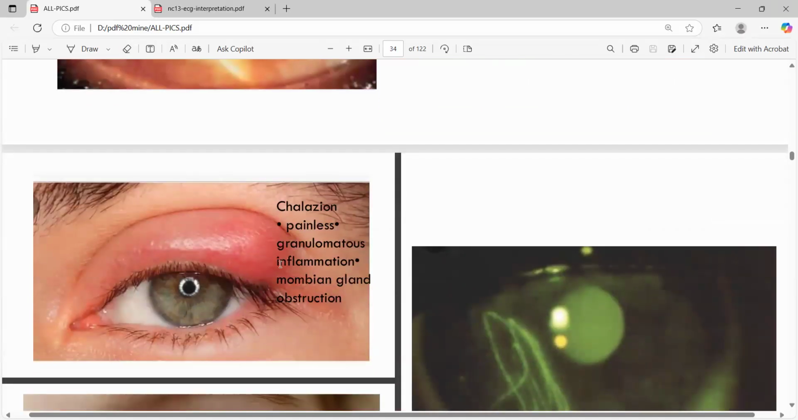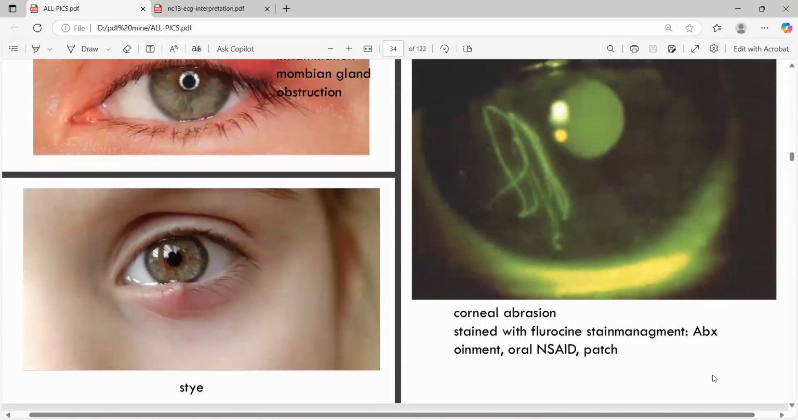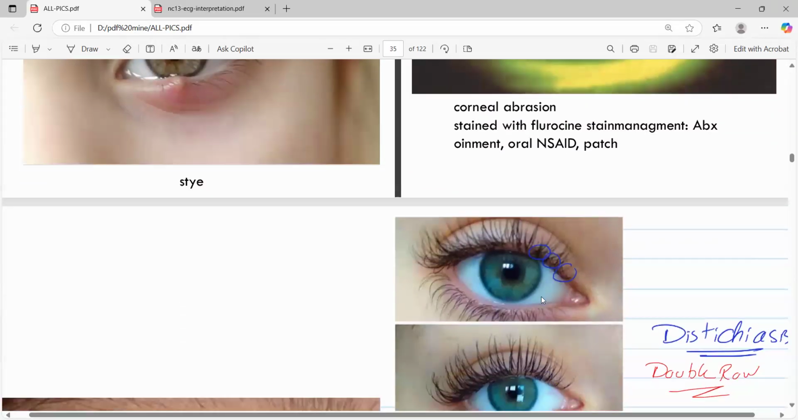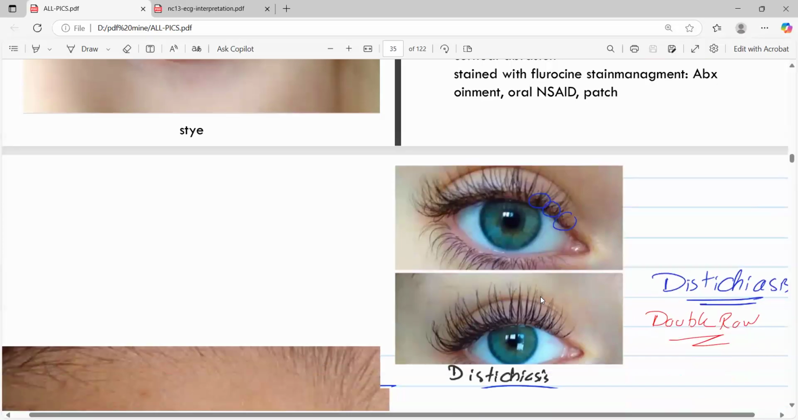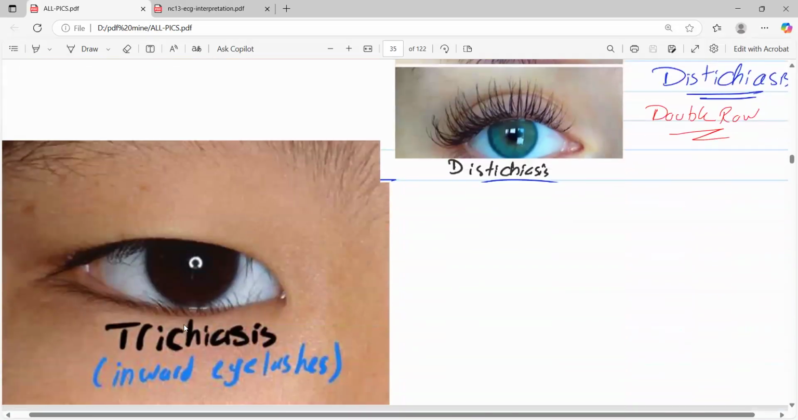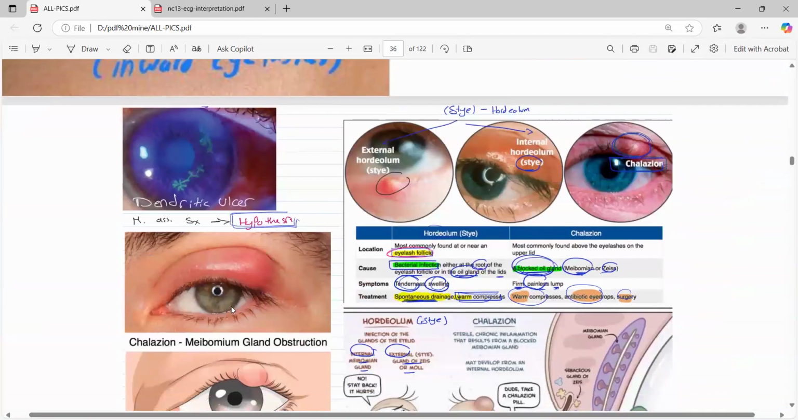So this is basically a painless granulomatous inflammation lesion, with gland obstruction. And then this is also a sty. Corneal abrasion is stained with fluorescein. So they put this one. Then the treatment is antibiotics. You can see there's a double row of eyelashes that can keep poking the eye too. This is distichiasis. This is trichiasis, inward eyelashes. And then again the chalazion.